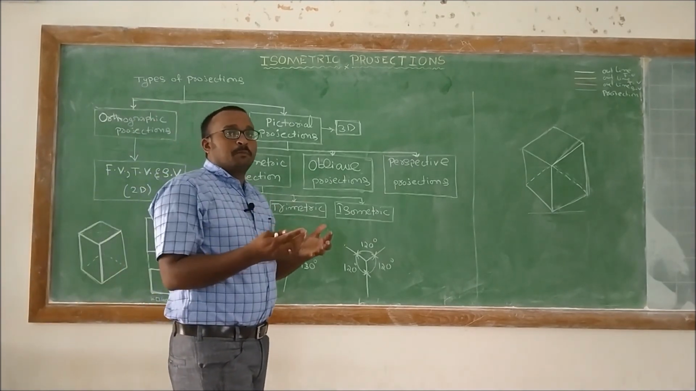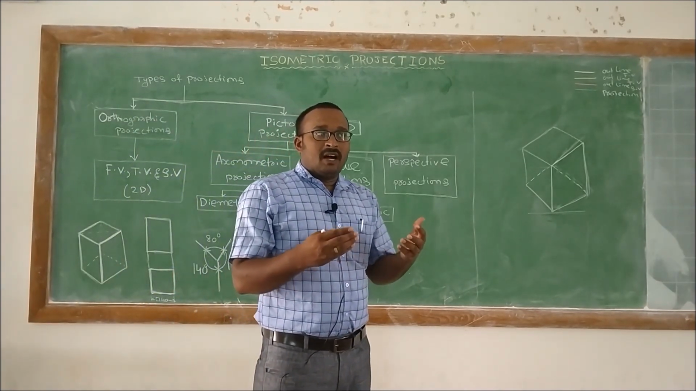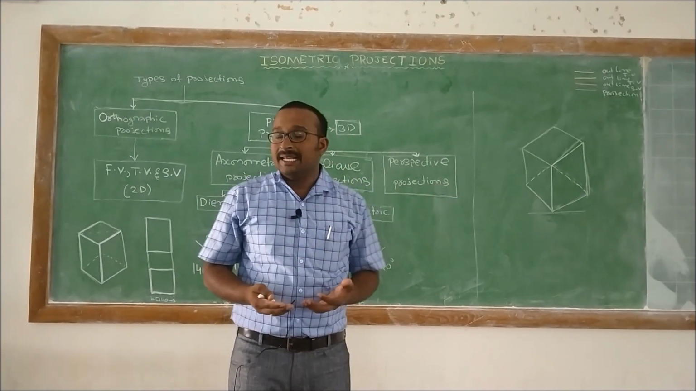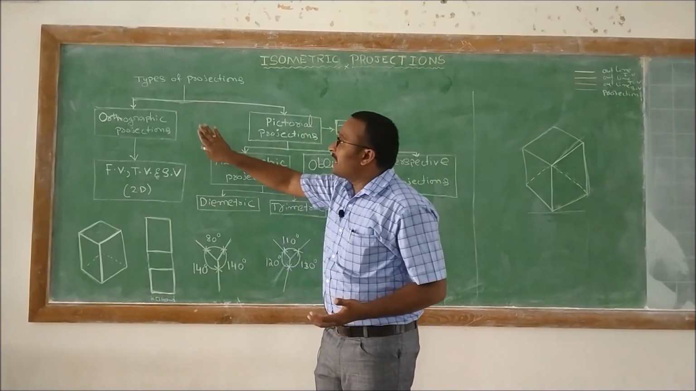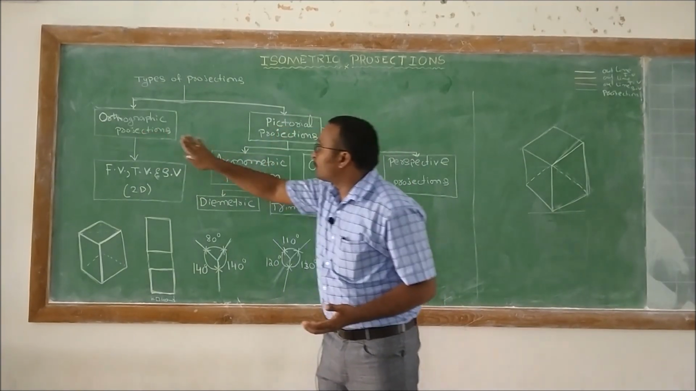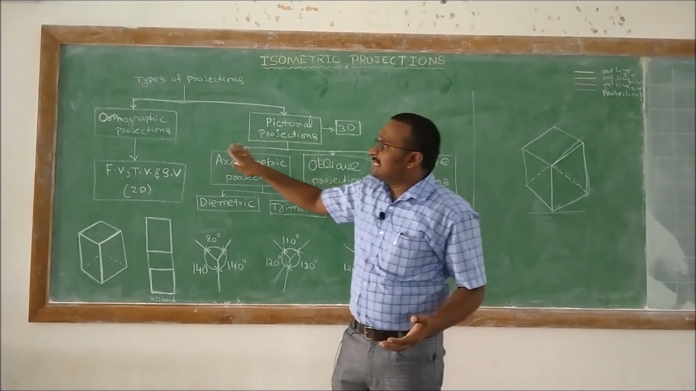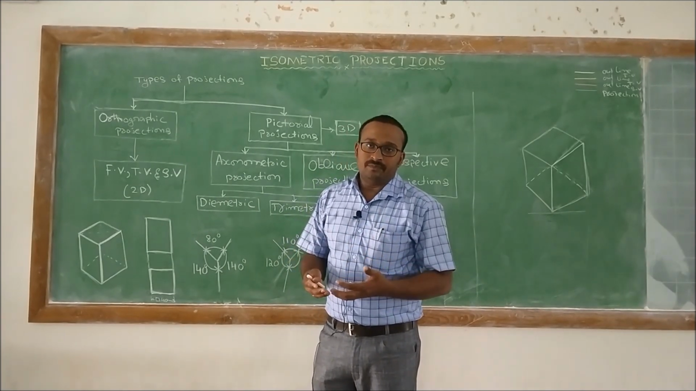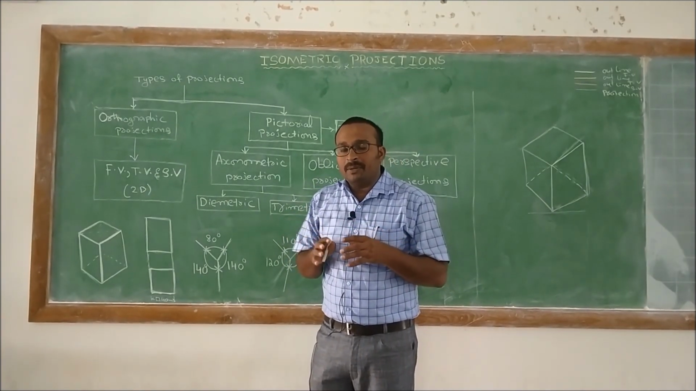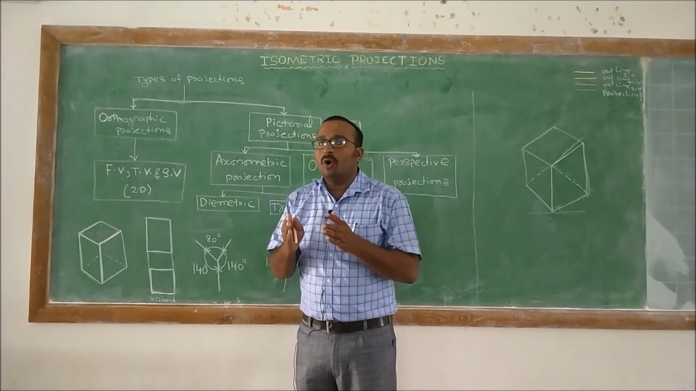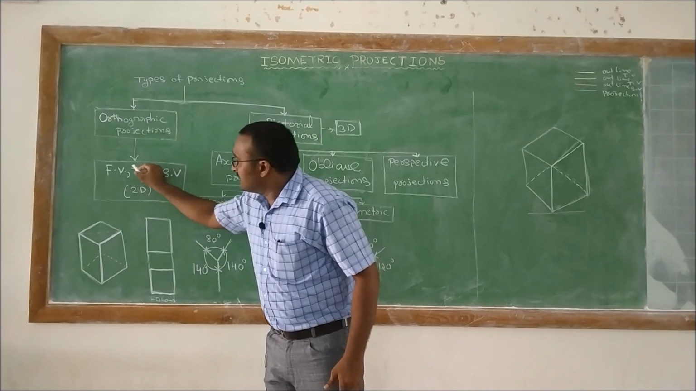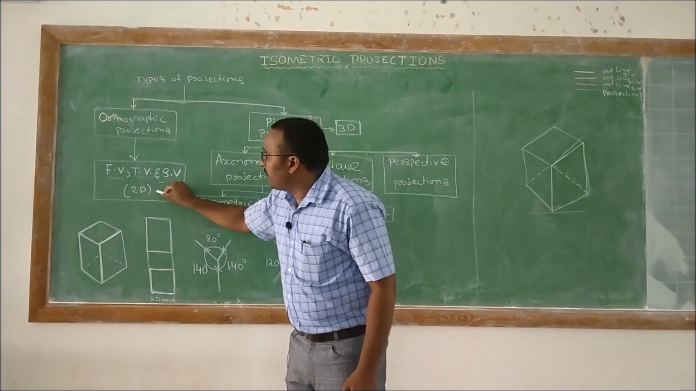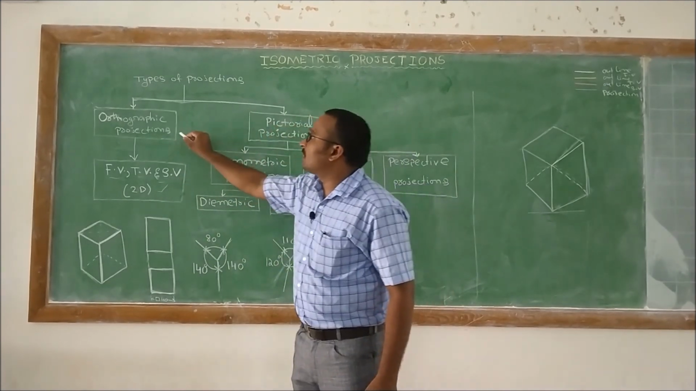Basically, whenever we are going to project an object onto the screen, either two-dimensional or three-dimensional, the projections are subclassified into two categories. One is orthographic projections and the other is pictorial projections. In orthographic projections, we construct two-dimensional views, which give information related to the front view, top view or side view. So we can see the front view, top view and side view in a two-dimensional way. That is called orthographic projections.